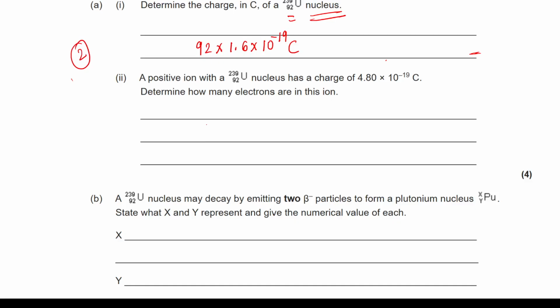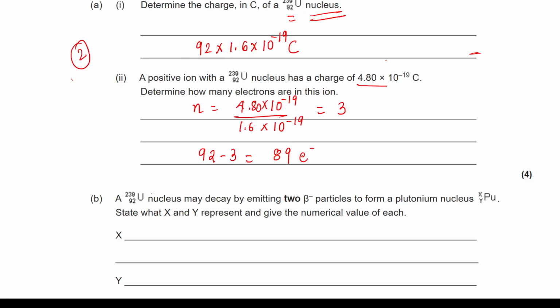A positive ion with uranium nucleus has a charge of this much. So again, I think it's the same question that we did. So again, it has a charge of this. That means it's a positive charge. So the number of electrons it has lost is times 10 to the power minus 19, but it's 0, so I think I'll have to take another one. Say this will give you the number of electrons it has lost, which we saw it was 3. So we got 3 electrons. So that means it must have lost 3 electrons. So you should have 89 electrons in it.